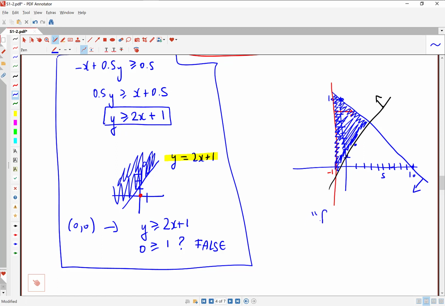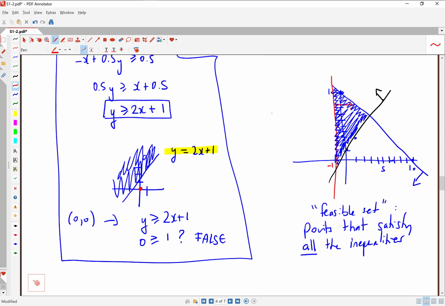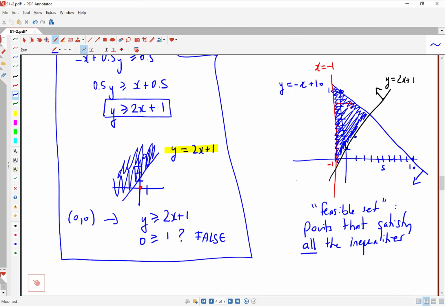And so that's called our feasible set. It's the points that satisfy all inequalities. And it's often helpful to have your lines labeled. So there's our feasible set for those 3 inequalities that we started with.